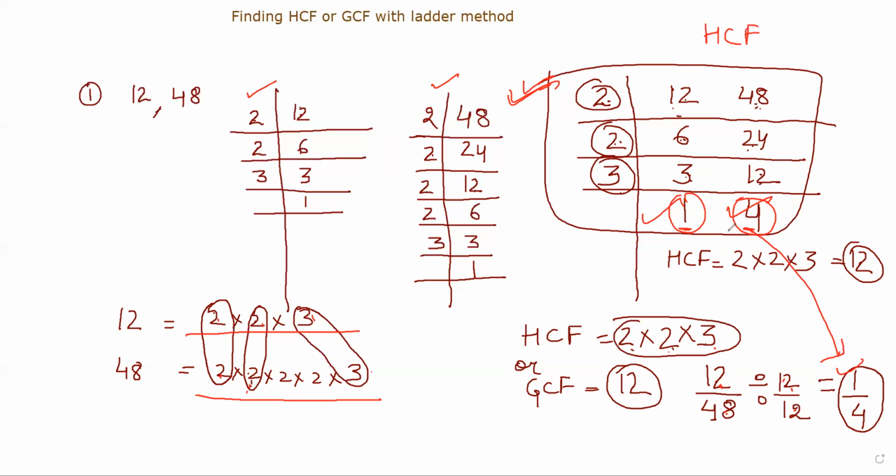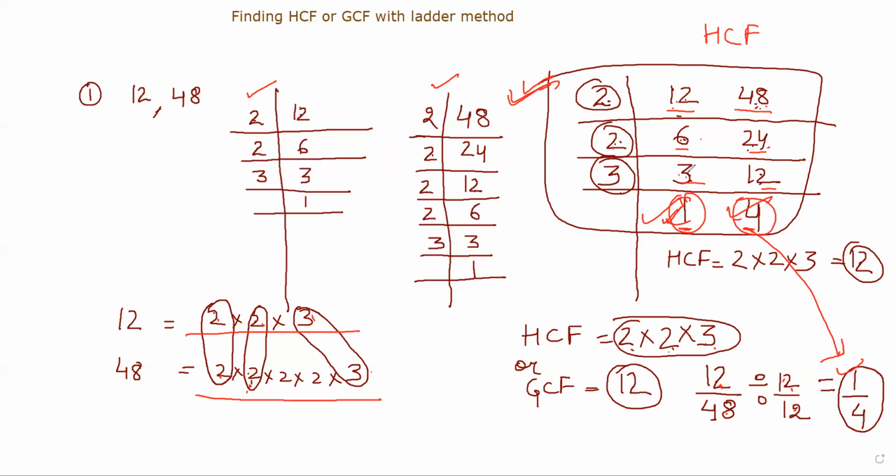This is very useful in finding the lowest form of the fraction, because we get the lowest form towards the end itself. How to do it? We write numerator over here, we write denominator over here. Now we need to divide only and only by the common factor. So 12 and 48 both are divisible by 2. So I divided both sides by 2. I get 6 and 24. Then I divided 6 and 24 both by 2. I got 3 and 12.